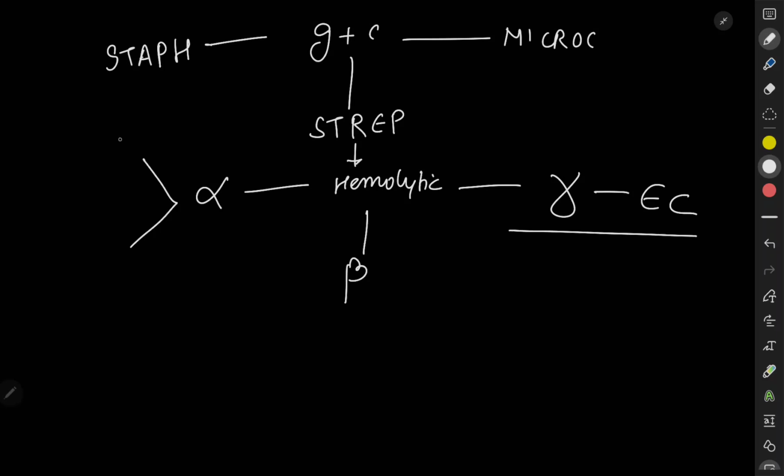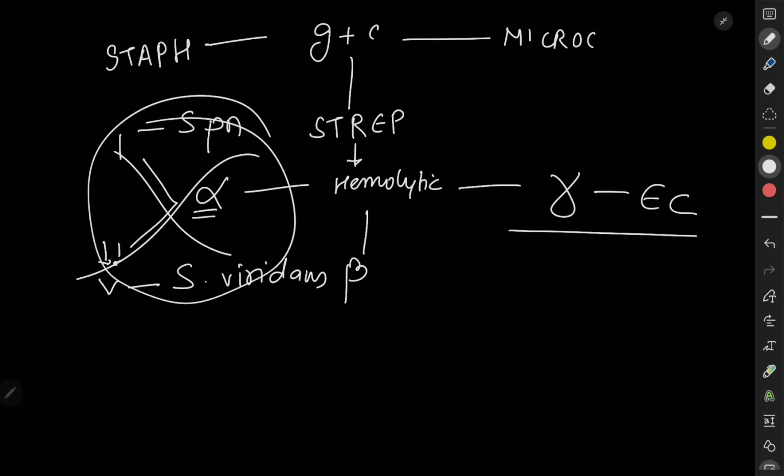Alpha are of two types. Well, if I call the first one to be 1, the next one to be 2, and I join the ends of the two, they kind of form a V, right? So one of the alpha hemolytics is the viridans streptococci, and the other one is Streptococcus pneumoniae. Neither of them are part of the discussion. Important part of discussion today, beta hemolytic streptococci.